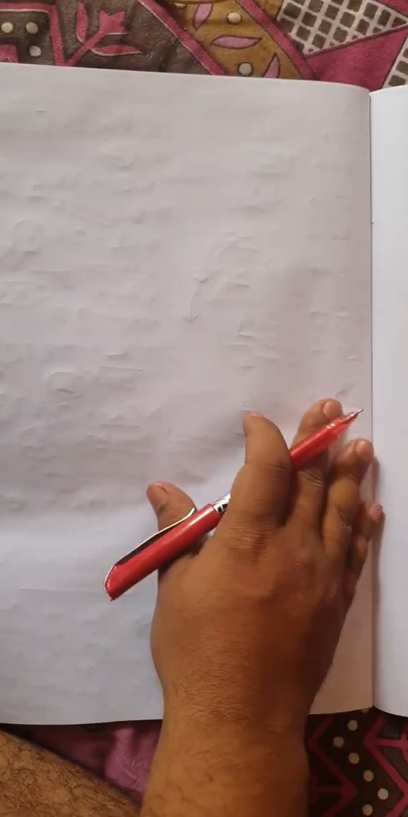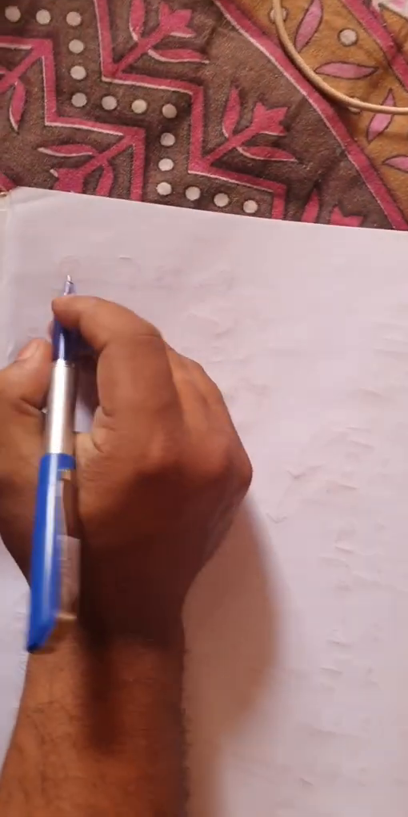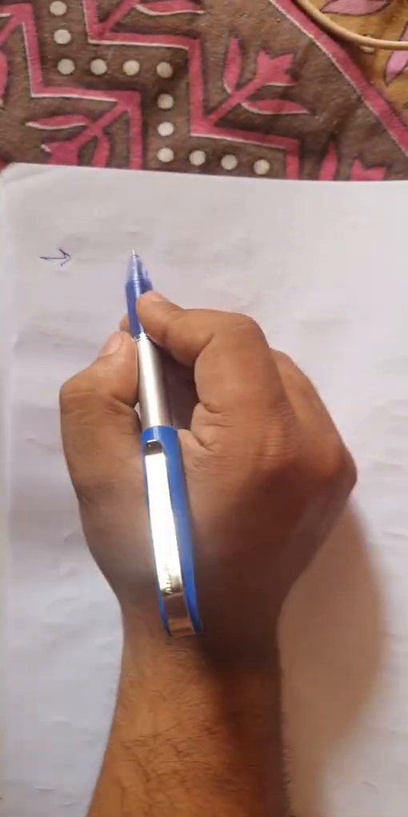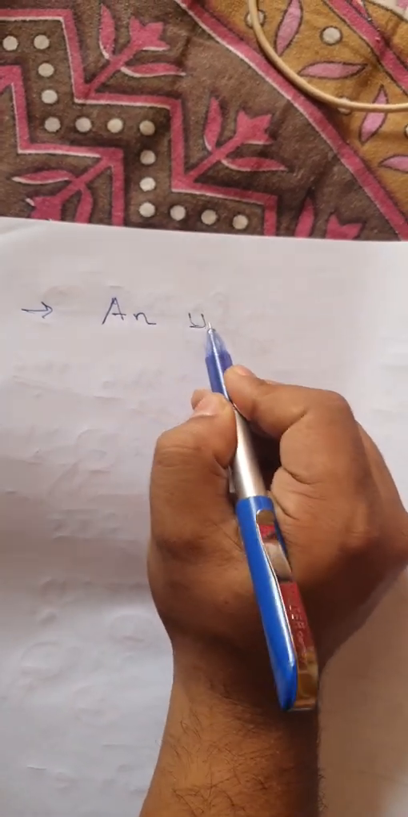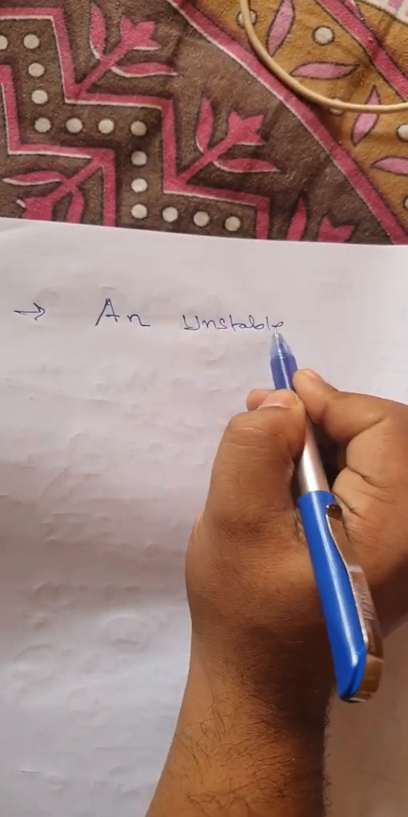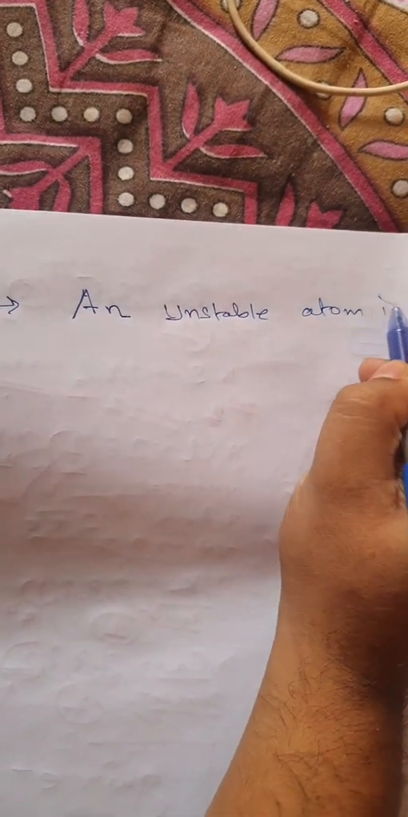Now, what happens is that, despite losing and gaining electrons, at first I want to mention that an unstable atom is neutral.